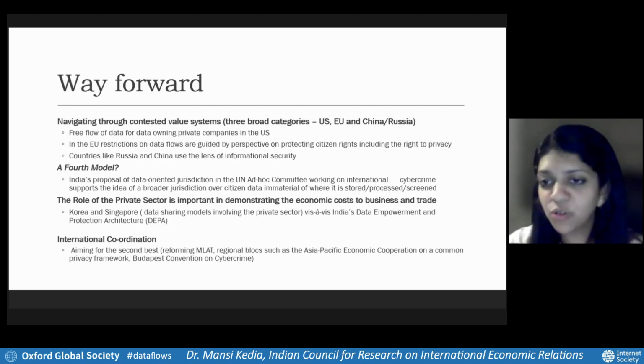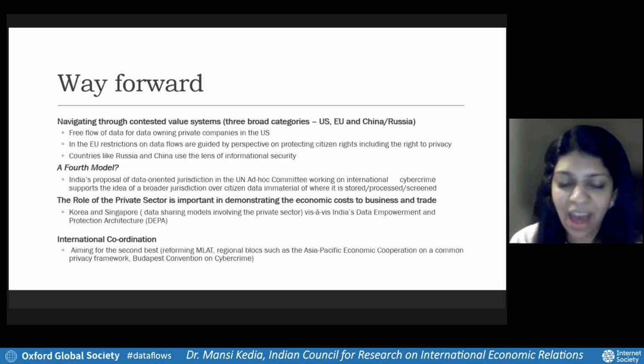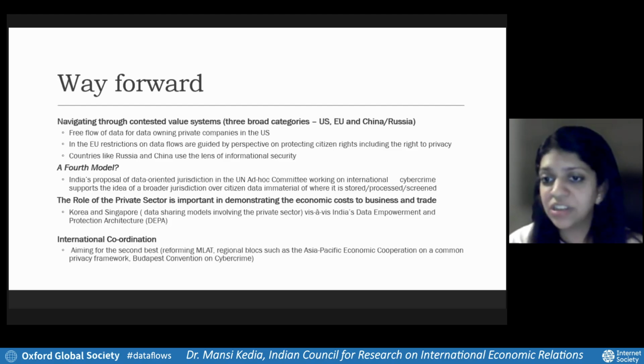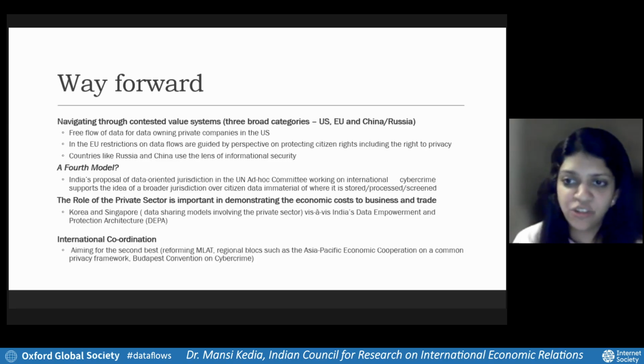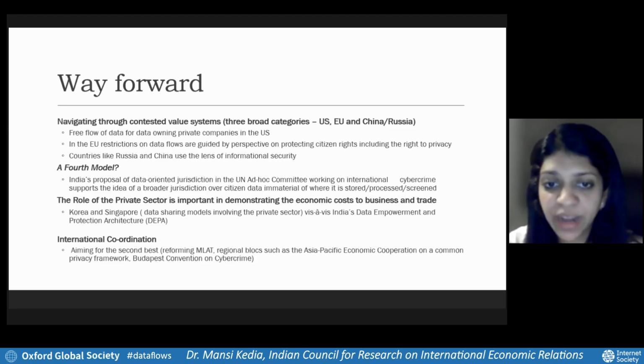One is definitely to reform the MLAT. We already have a framework. It just needs to be strengthened. We need capacity building around it. We need institutions to coordinate and make it more effective.